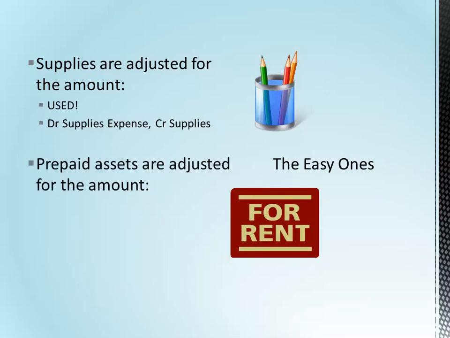Prepaid assets are adjusted for the amount that they use up as well. Rent is one way you can prepay, so you pay for rent at the beginning of a month, you use it up during the month. Insurance, of course, is another. You would debit whatever the expense is, credit the asset, and you're set.